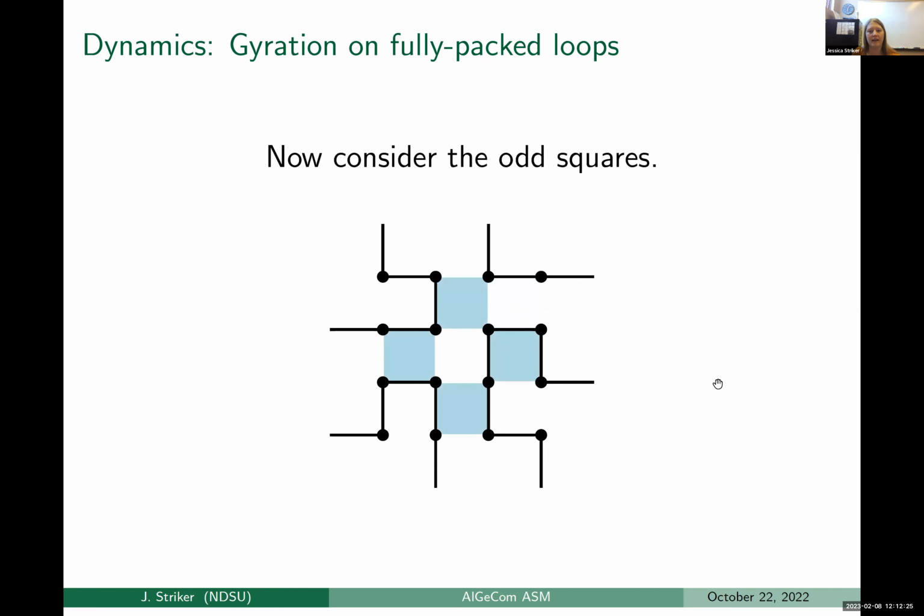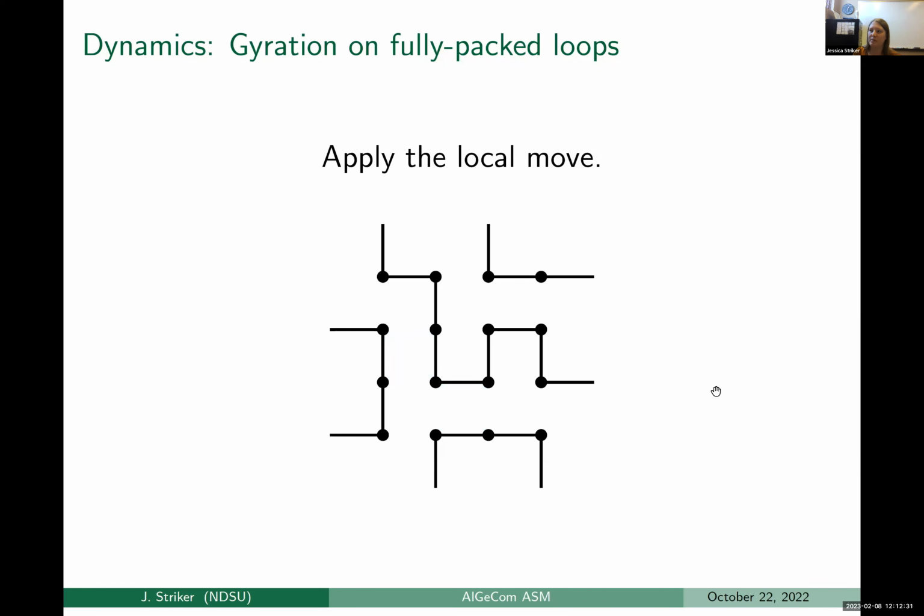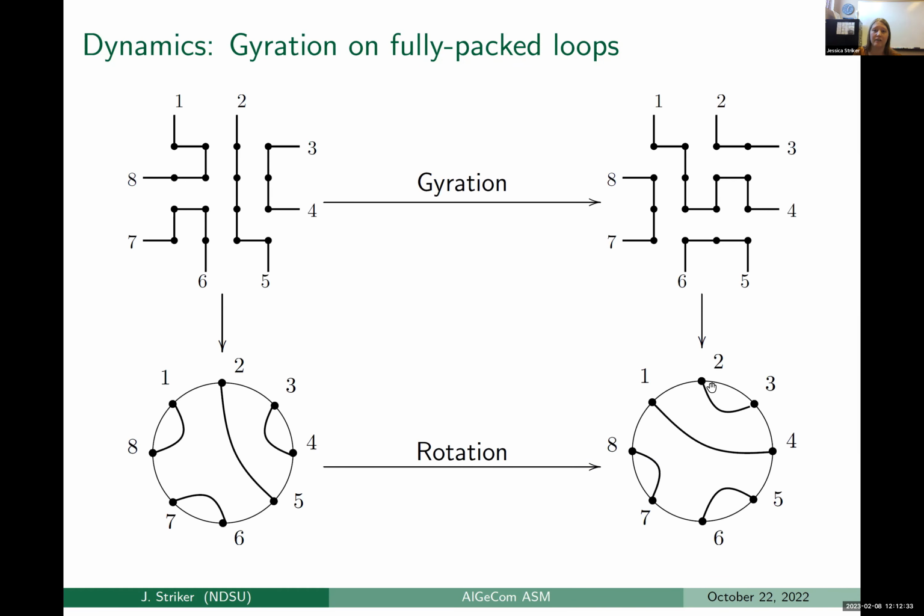And then now we'll go back and look at all the odd squares and do the same thing. Find the ones that are parallel and flip them. And now we have a new fully packed loop. And as it turns out, if you label your vertices around the boundary, what's happened is some stuff in the middle, especially for a bigger fully packed loop, you can't really say exactly what's going to go on in the middle, but you can say that, well, if 2 was connected to 5, and then I did this action, which is called gyration, composing all of these local moves, now I'm going to have the edge from 1 to 4. So it's going to rotate this non-crossing matching associated with your fully packed loop of what is connected to what.